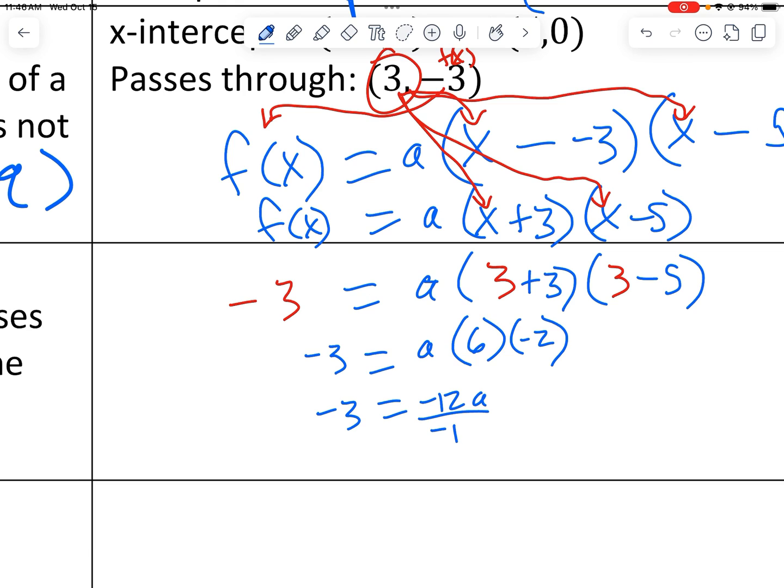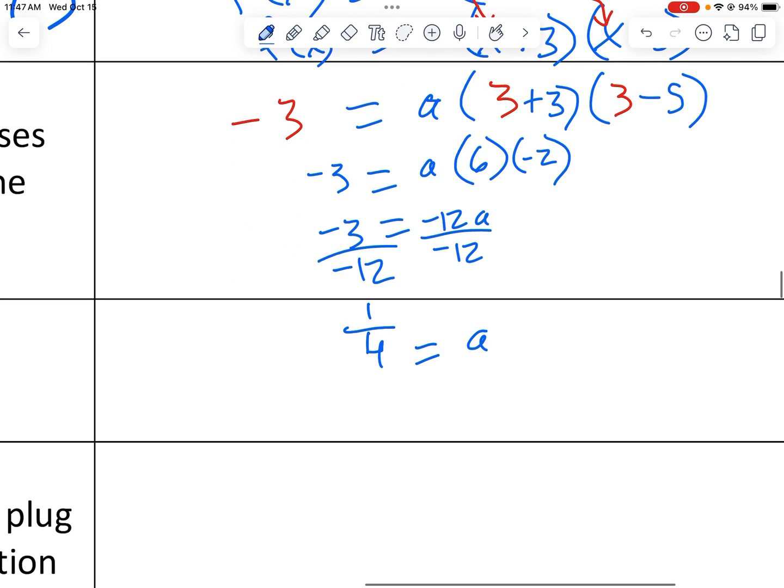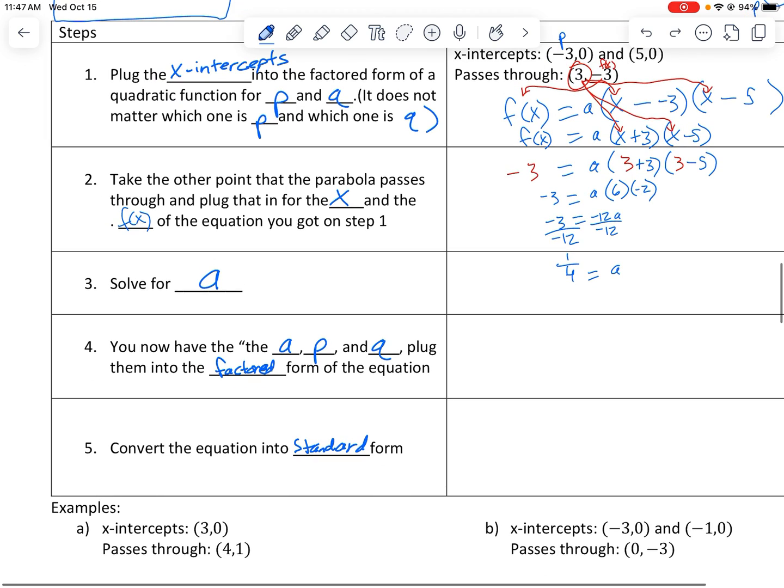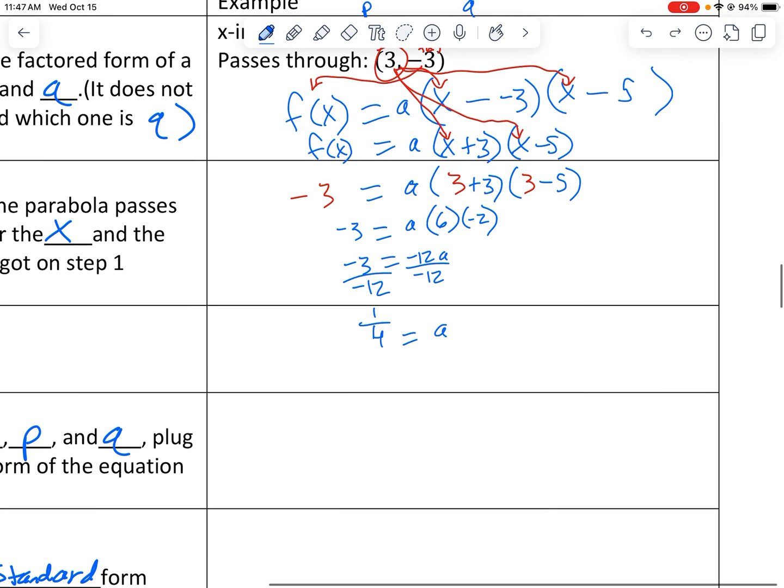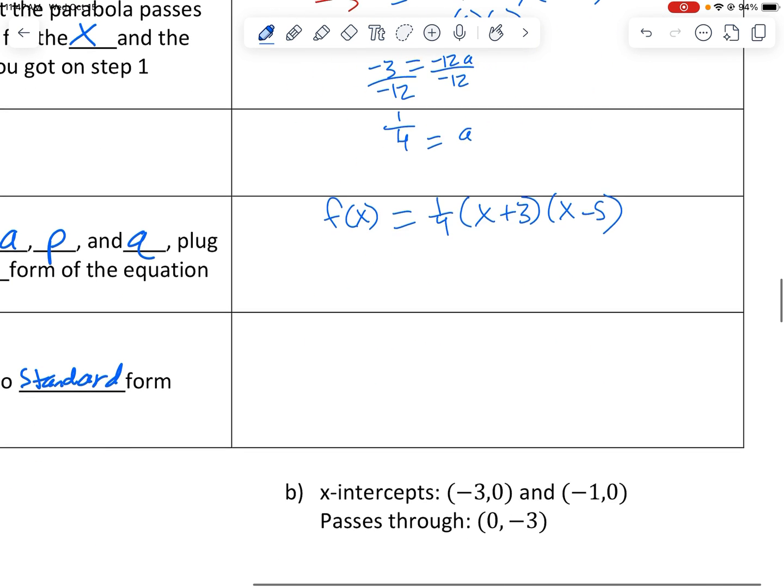And we can divide both sides by -12 to get my a value of 1/4. Because -3 divided by -12 is 0.25, or 1/4. You can divide both of these by -3. So we got our a value. Cool. Now we have a, p, and q. We can put them into the factored form. So this value is going to go in the a spot of my equation. So we got f of x equals 1/4 of x plus 3, and then x minus 5. Okay, so this is factored form.